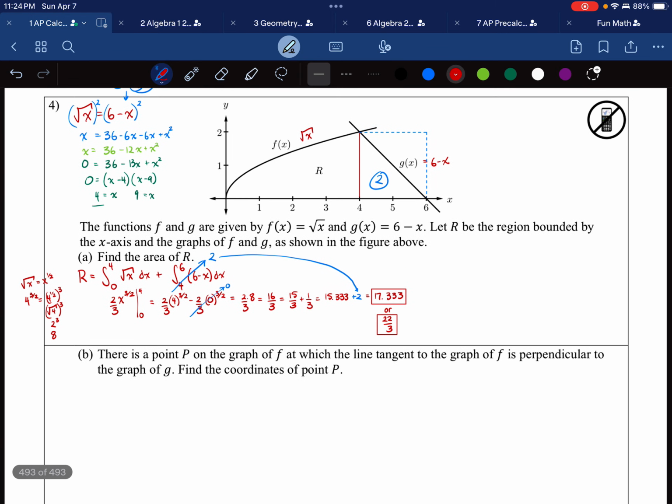Let's draw a picture. It's perpendicular to g. So that's kind of easy because it's not talking about this curvy thing f. It's talking about g. So on g, we know we are perpendicular. Perpendicular means 90-degree angle.